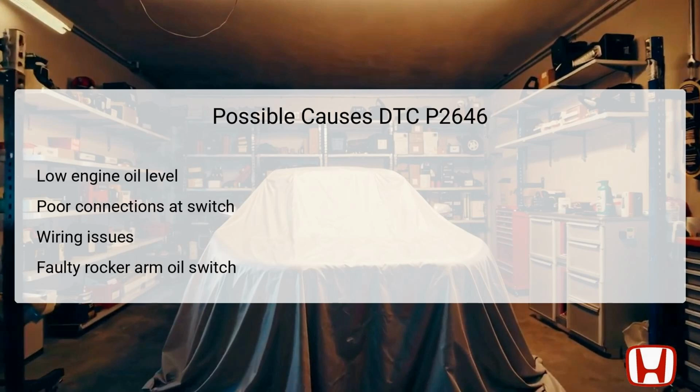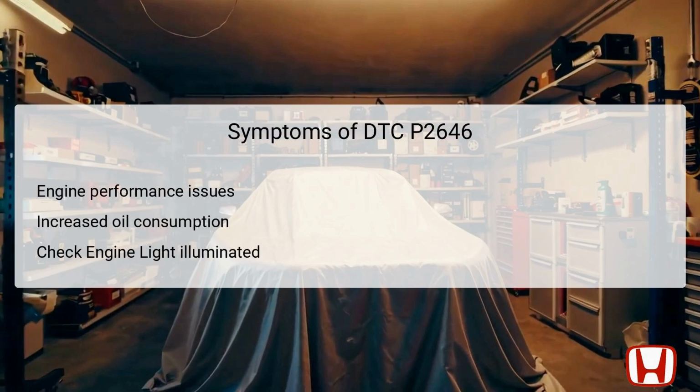Wiring faults, including shorts or breaks in the circuit, can similarly disrupt normal operation. Finally, a faulty rocker arm oil pressure switch itself may need replacement if diagnostics confirm that all other surrounding components are functioning correctly. When DTC P2646 is triggered, drivers may experience various symptoms that indicate underlying engine performance issues.